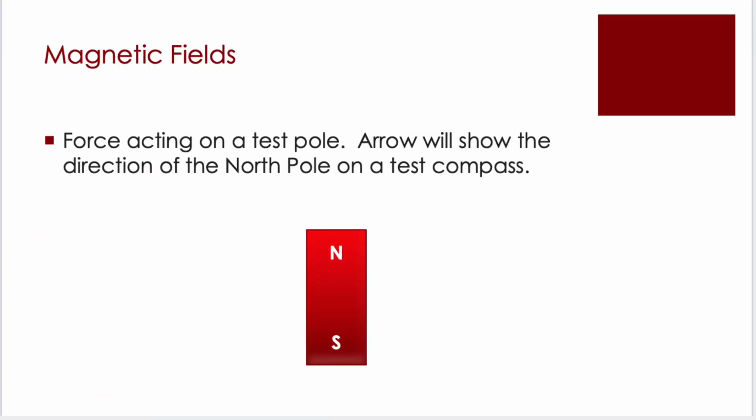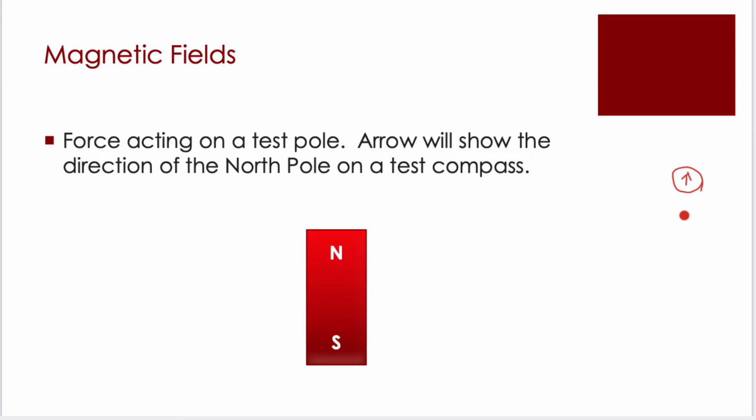Finally, magnetic fields. Let's think what we'd be looking for here. Now we're going to be looking for the force acting on a test pole. And instead of having a test mass or a test charge, we have these little wee plotting compasses. They're usually around the size of a Smartie, or less than 1 centimeter in diameter. And you should be able to tell me why we have to use something like that. So it doesn't have a magnetic field of its own.